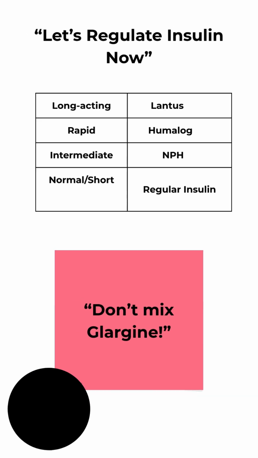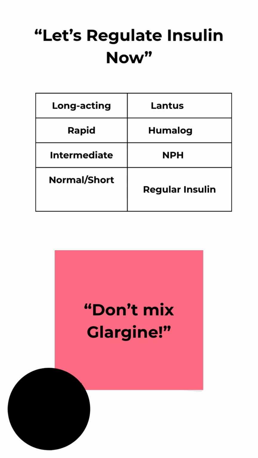Okay, my nursing babes. So here we go. Let's regulate insulin now. So if you don't know, you got to know. We have different types of insulin: long acting, rapid, intermediate, normal, and short. Long acting, you'll see such insulins like Lantus. Rapid, you'll see such insulins like Humalog. Intermediate, you'll see NPH. These are mixtures. You'll see 70/30s. Normal shorts, you'll see regular insulin.